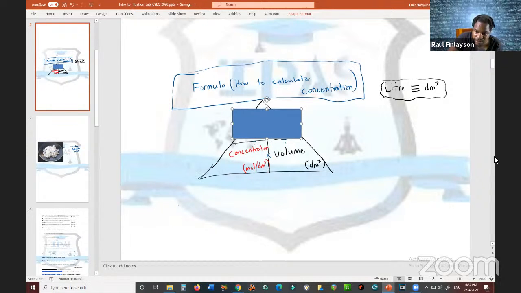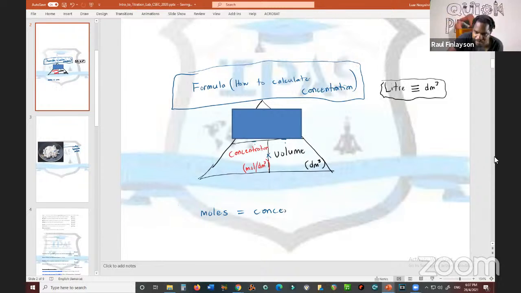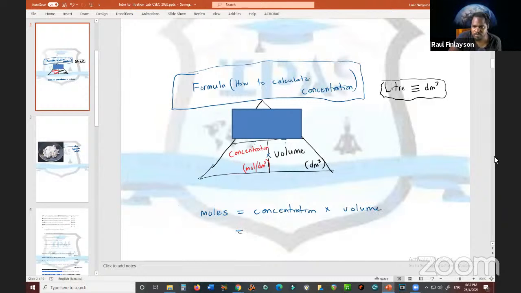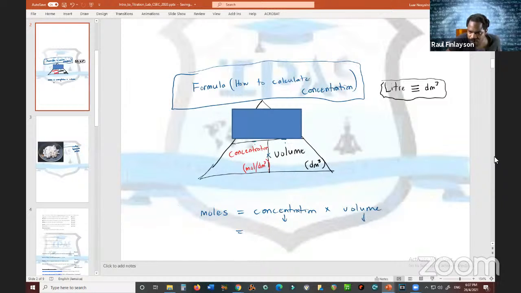What you're going to say, and this is what students would typically write, is that moles is equal to concentration times volume. That's it. You know the formula.